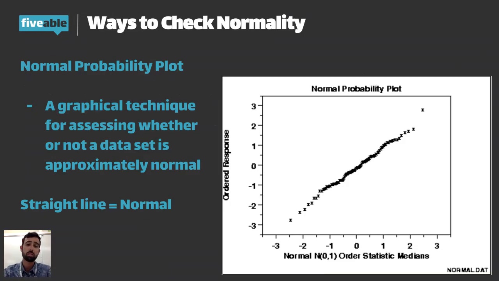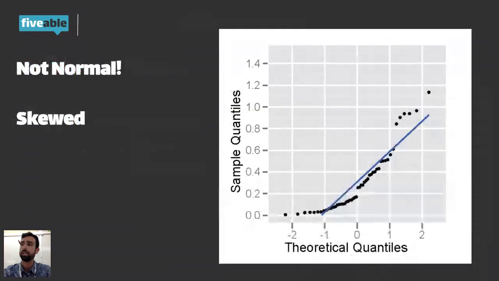So something like this, we can clearly see, is not normal, right? So we kind of see a concave up. And so because that doesn't follow the straight line, this distribution would be considered non-normal. Pretty easy to see.